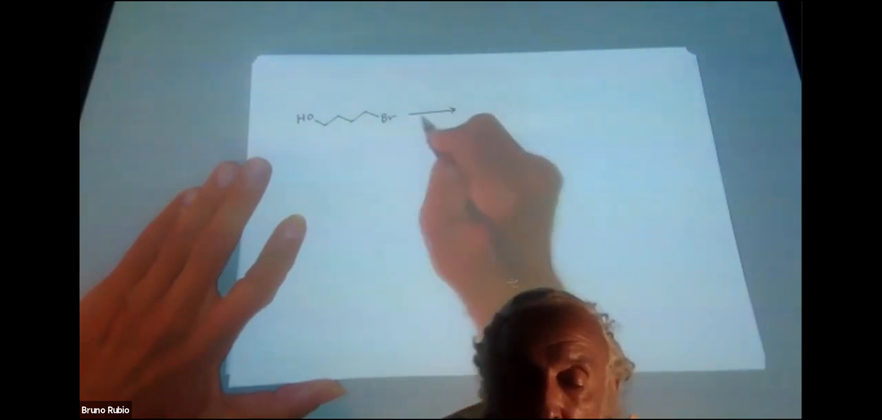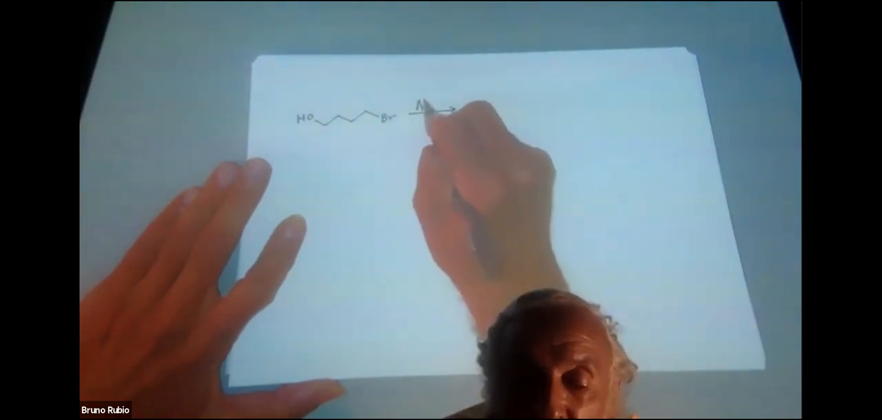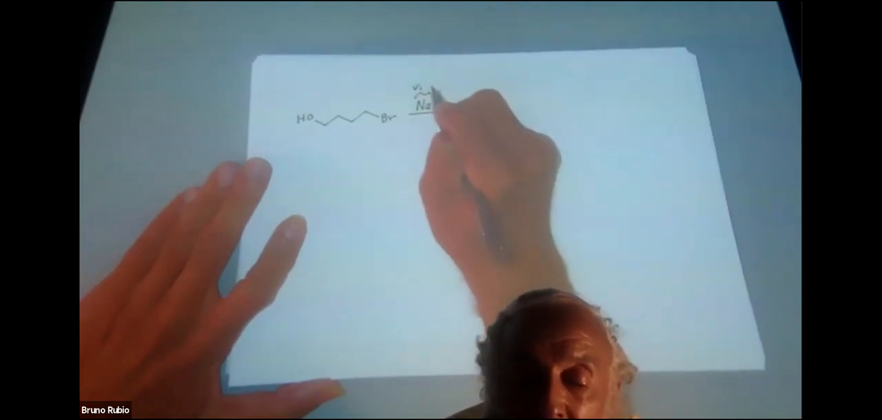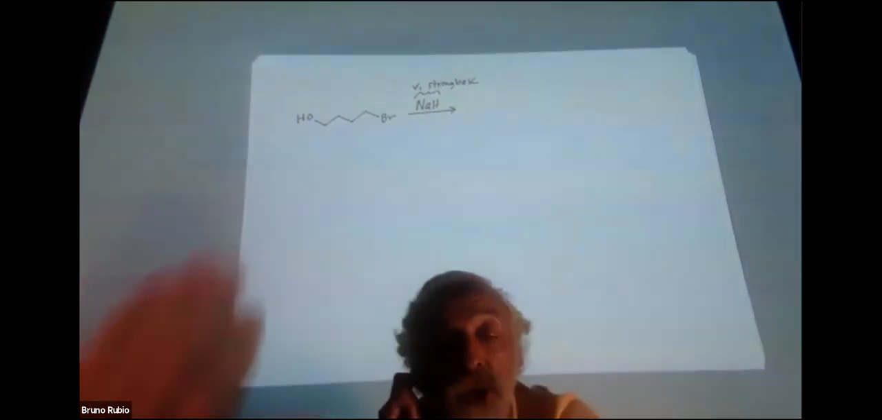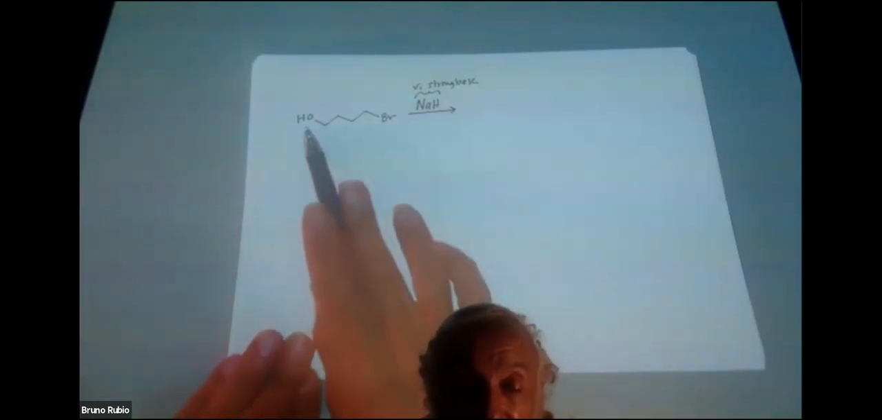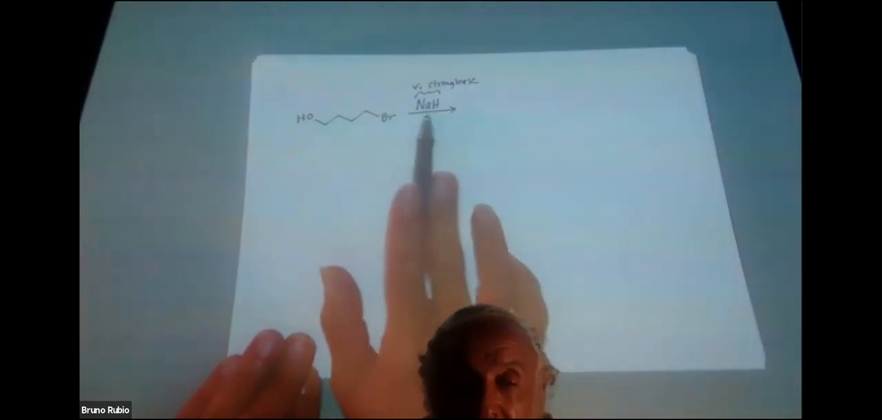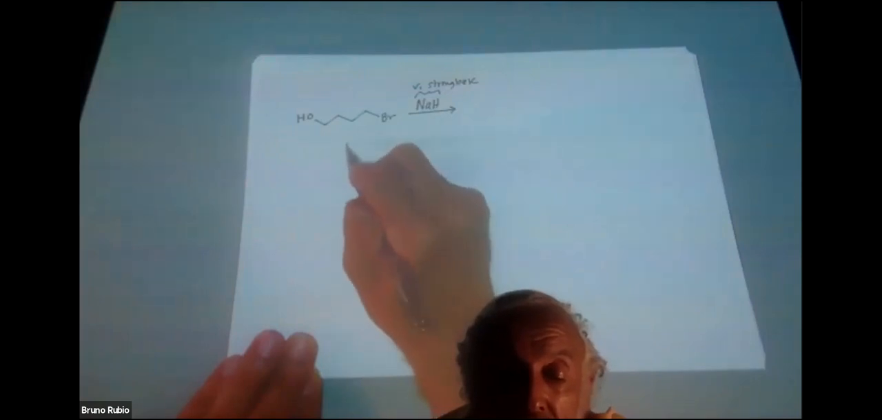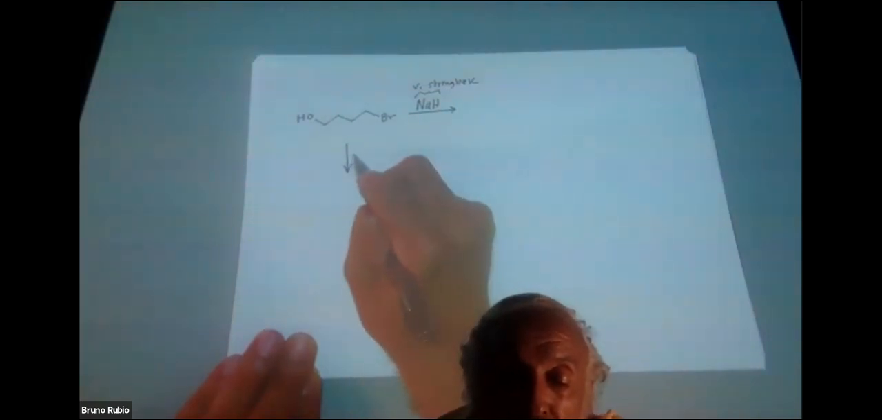Now I want to add sodium hydride to this. This sodium hydride is a very strong base, but it's not a nucleophile. What do you think is going to happen here? Well, that's a strong base. I'm looking at this molecule, and this OH is the most acidic proton in the molecule. What NaH is going to do is remove the proton from that alcohol functionality.